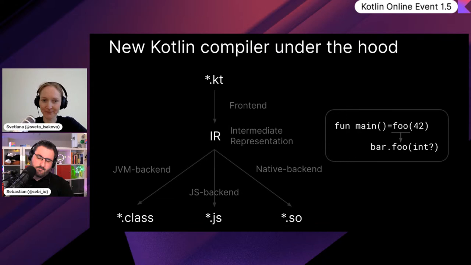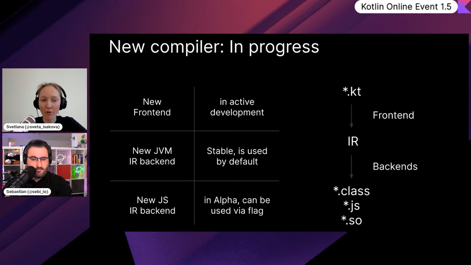And let's now check the state of the different components in the new compiler. Currently, this scheme works with the old frontend, and the new frontend is on the way. It's in active development. We shared that we have the first prototype of the new frontend back at KotlinConf, but it's a huge project. It takes lots of time.